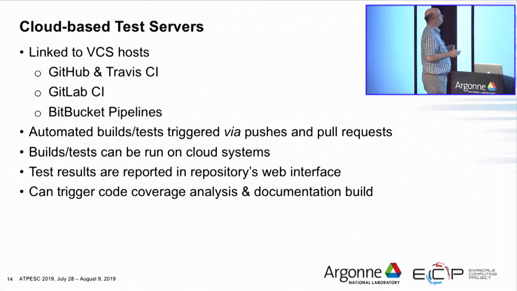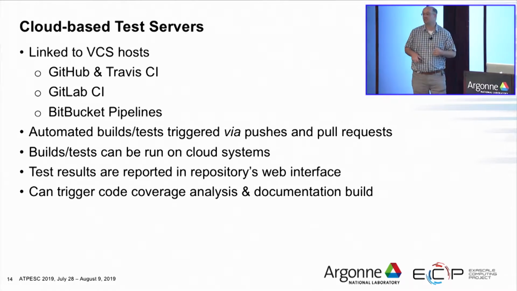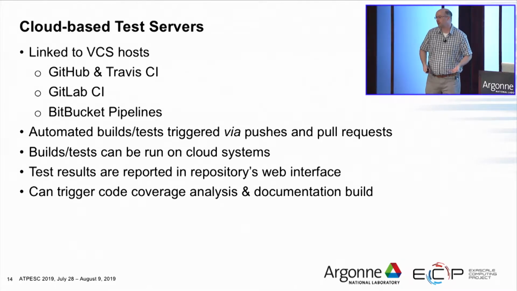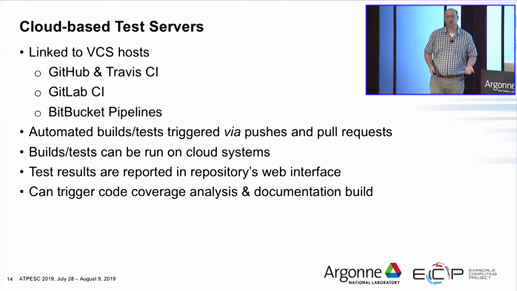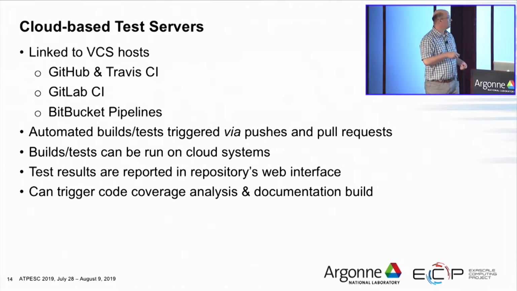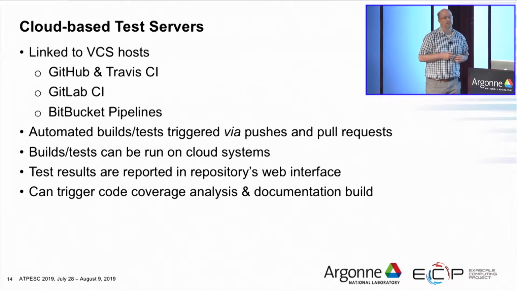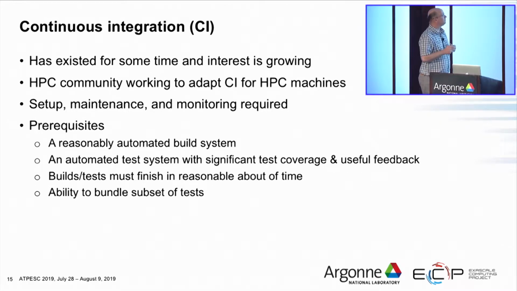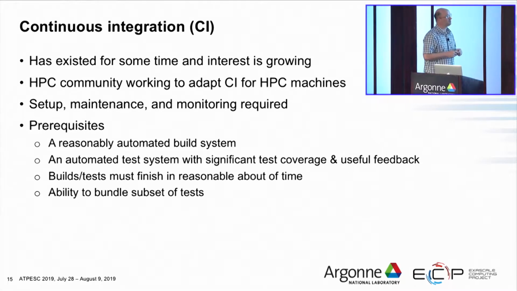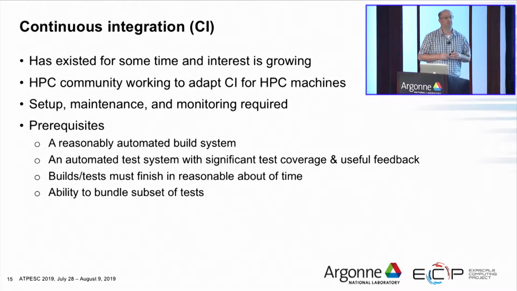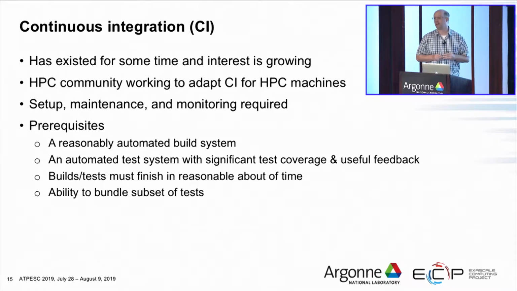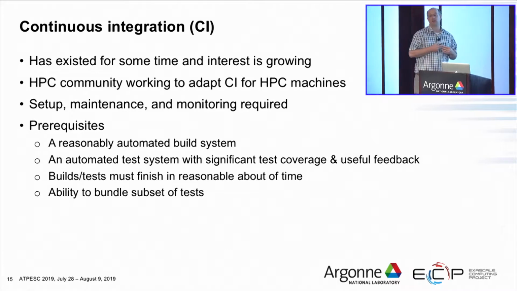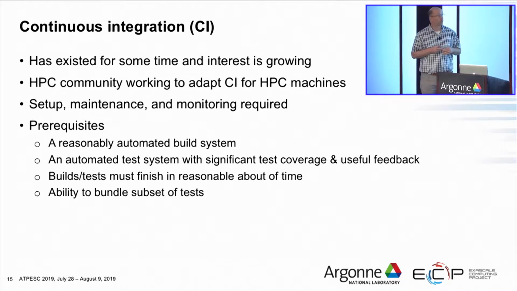And what I want to point out at this point in time is that these build servers are just executing commands. They have no idea that they're actually executing tests. In fact, they don't have to execute tests. So we can be fairly creative about how we actually set up these services. We can trigger code coverage analysis, or we can have it also build documentation for us if we want to. So continuous integration has existed for some time, and interest is clearly growing. In fact, we have a part of the HPC community working with CI developers, or excuse me, providers, to help them adapt CI to the challenges of running on HPC machines and running HPC software.